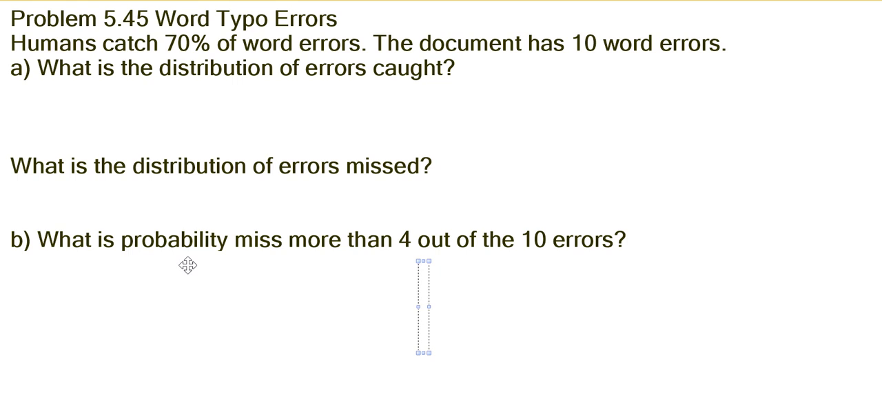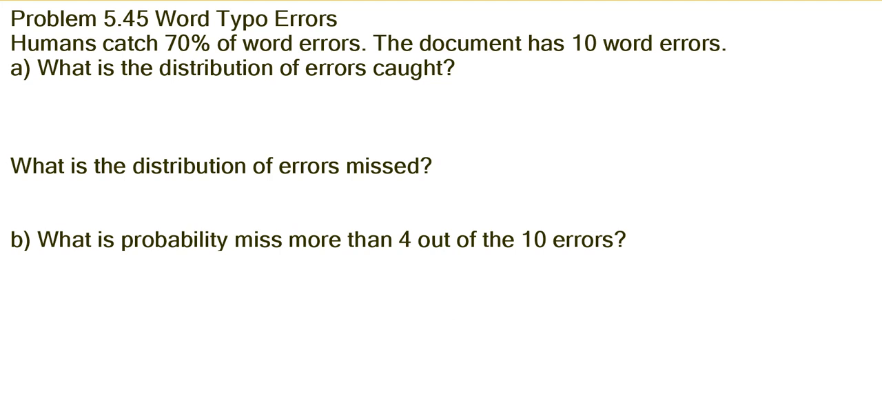This is problem 5.45, and we're talking about word typo errors. It tells us essentially that humans typically catch about 70% of word errors in a document. We have a document that we know has 10 word errors, and we want to know what would be the distribution of errors that a random person would catch. So if this person can catch 70% of word errors, generally, what's the distribution for the errors that they would catch?